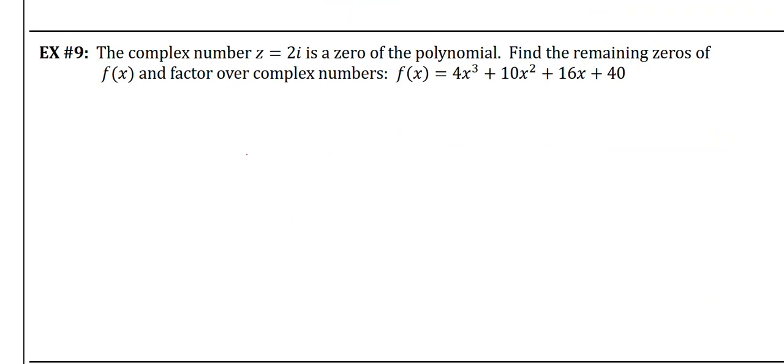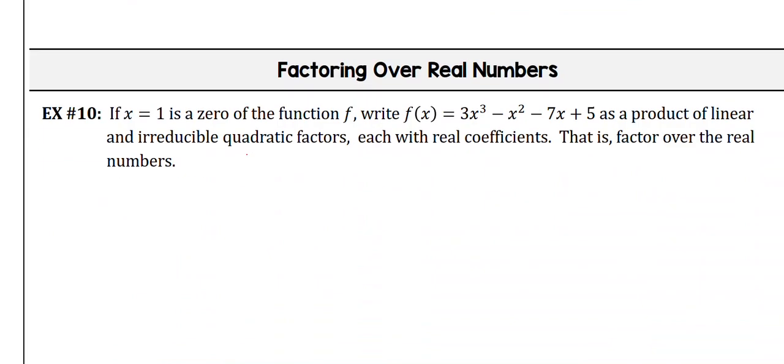All right, last question for this section. I know this was kind of a long one. Number 10 is: if x minus 1 is a factor, that is, 1 is a zero of a function f of x, write it as a product of a linear and irreducible quadratic factors with real coefficients. I'm not 100% sure if you guys did this in Algebra 2 Trig last year. So if you didn't, please let me know so I can maybe go back over this a little bit.